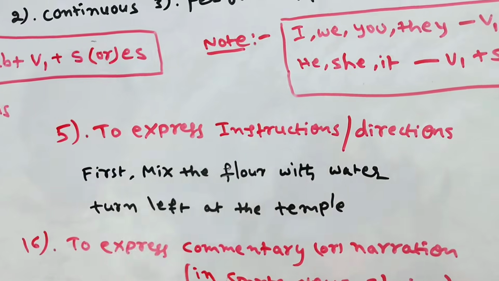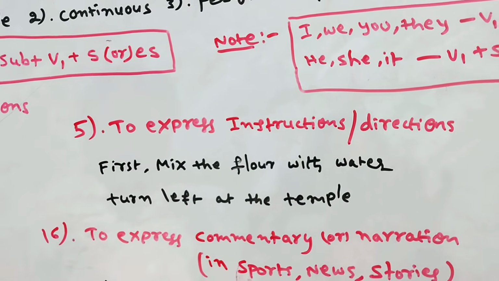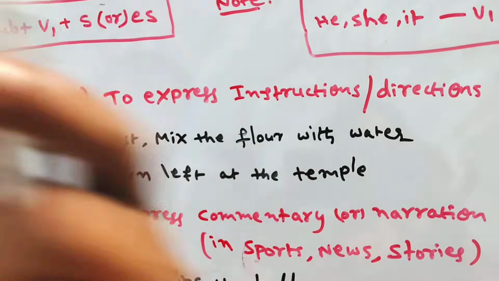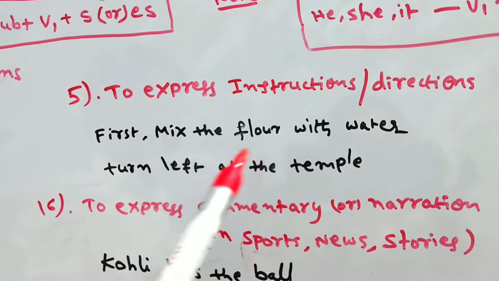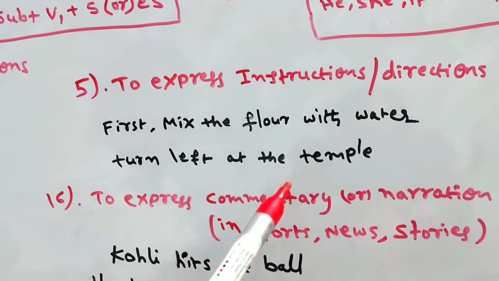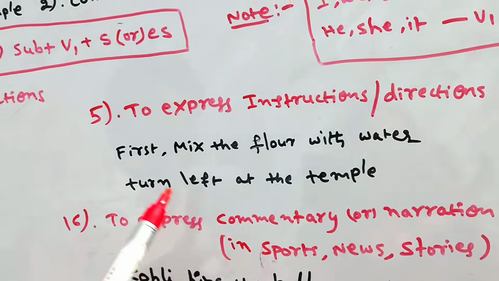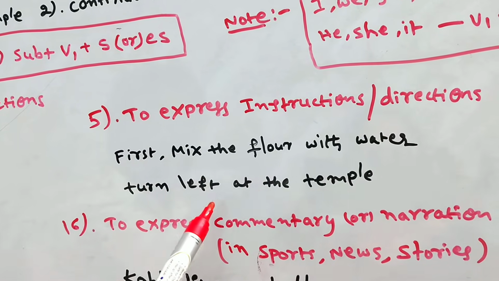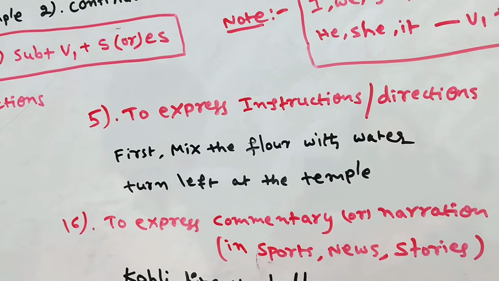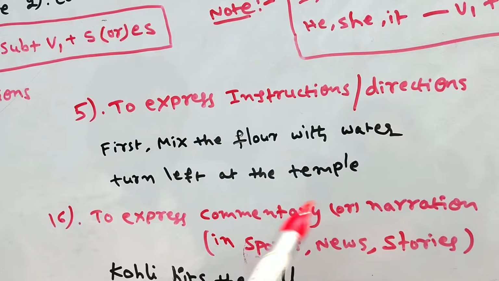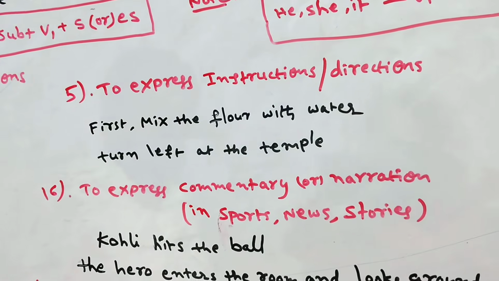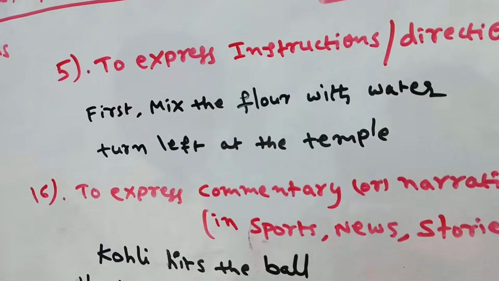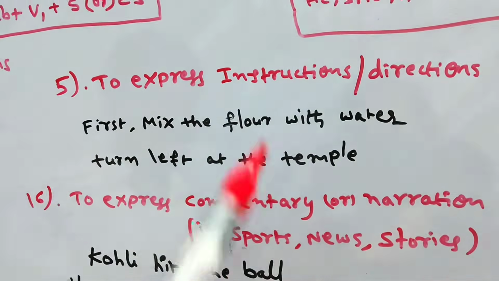Next usage in our list, to express instructions and directions. When you give instructions to any person, or directions to any person, in that case also we use a sentence like this. First, mix the flour with water and turn left at the temple. When you give directions, turn left at the temple, turn right at the traffic signal. You can say like this. Okay, when you're giving directions and instructions.